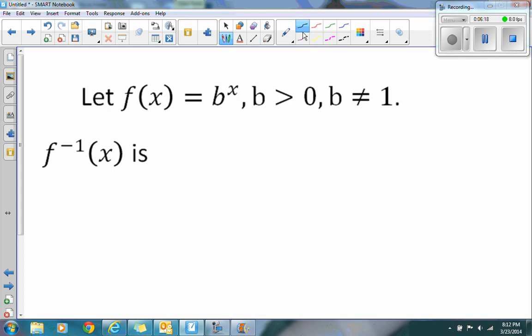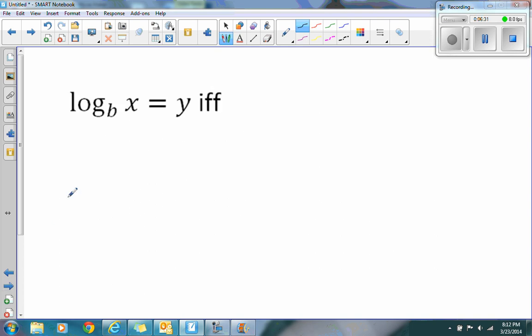So the name that we gave to the inverse of b to the x is log base b of x. Our logarithm function was the inverse of our exponential function. Also, we know that log base b of x equals y if and only if b to the y power is equal to x. The base of our log is the base of our exponential. Our exponent is over here, and b to the y power is equal to this stuff inside.